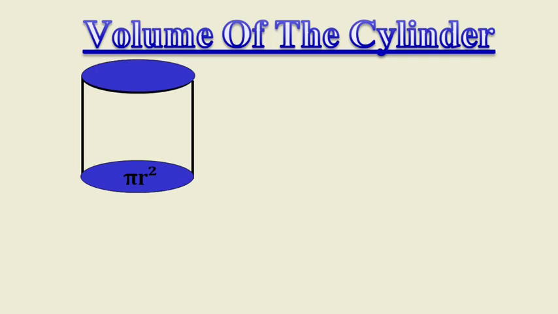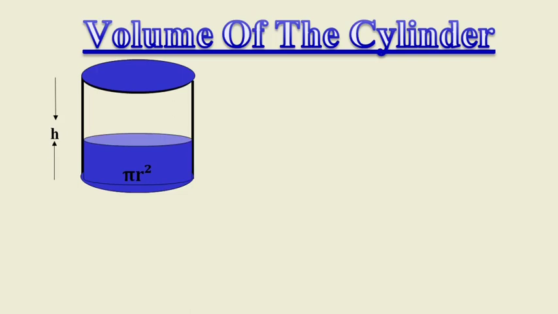So this is a cylinder. We need to find out volume of this cylinder. So first we are going to derive formula to calculate volume of this cylinder. As we discussed in our previous video, the volume of any regular shape is same as base surface area into height. So this is height of our cylinder.